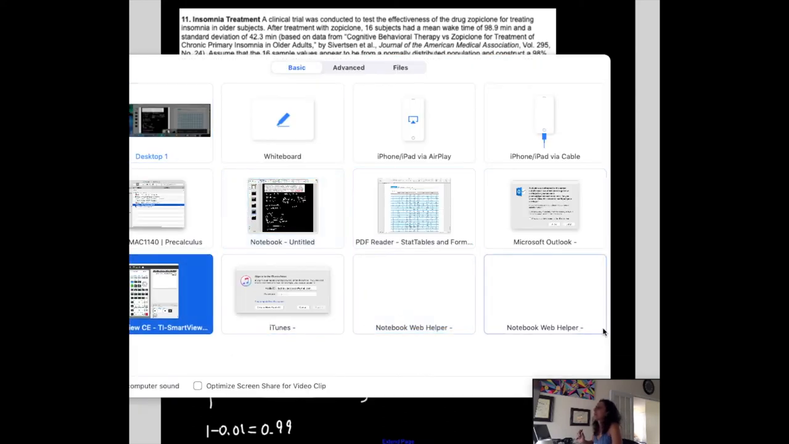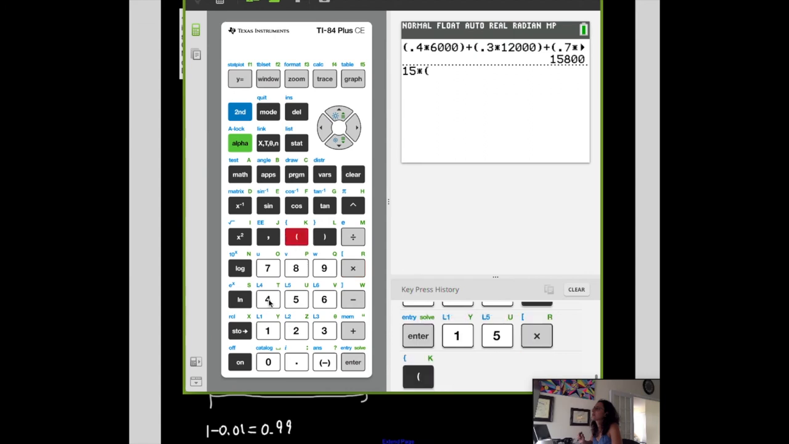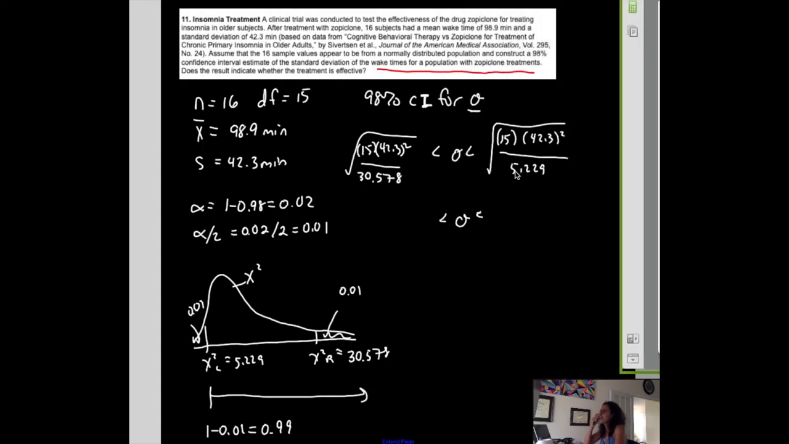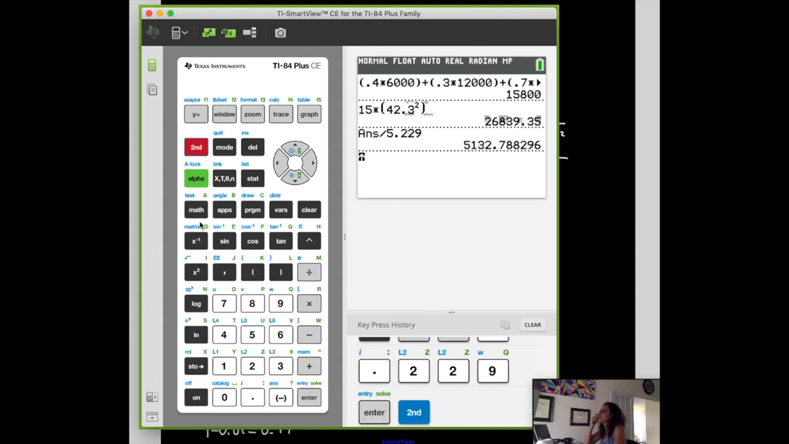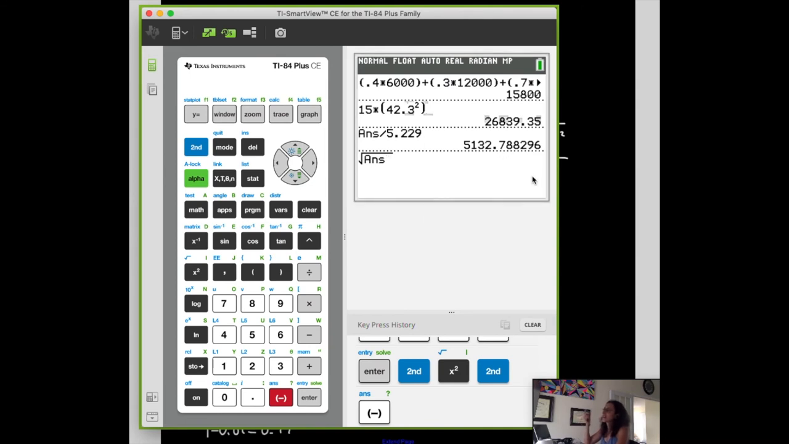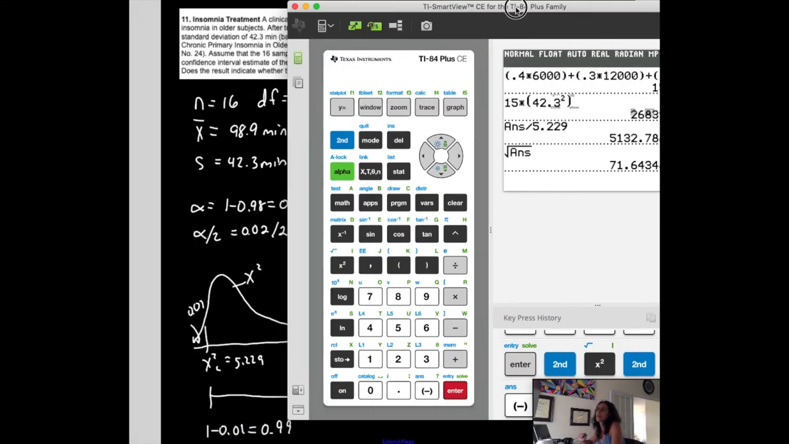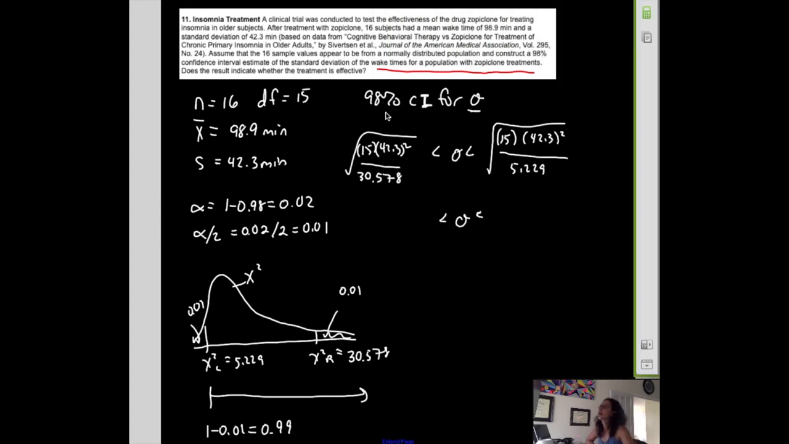So let me show you how I plug that into my calculator. Okay, let's do the right one first. 15 times 42.3 squared. I'm going to use this numerator twice, so I'm going to separate that from everything else. This is my numerator: 26,839.35. Let's go on the right side. Divide that by 5.229, and then take the square root. Second, square root. Second, negative to pull up ANS, which pulls up the last result. For accuracy, I like to do that, because otherwise I have to type the whole thing again, and that's annoying. 71.64, well, we'll do 71.6, because we're rounding to the nearest tenth. They had the tenth place, so we'll do the tenth place. 71.6 is my high end here.